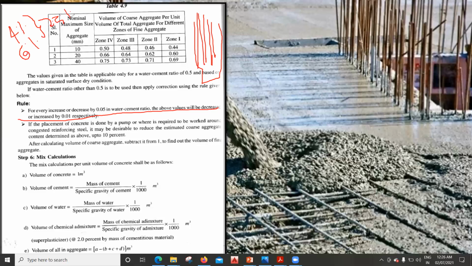But just in case, let us say there is a lot of congestion. You can see here, let us say this is a column. For example, consider this as a column only. You can see a lot of reinforcement here.